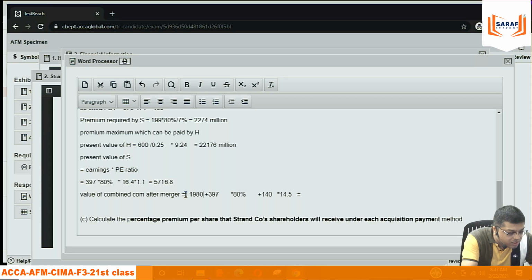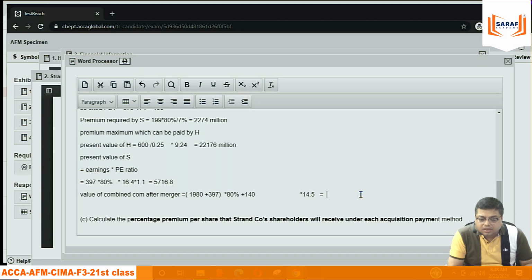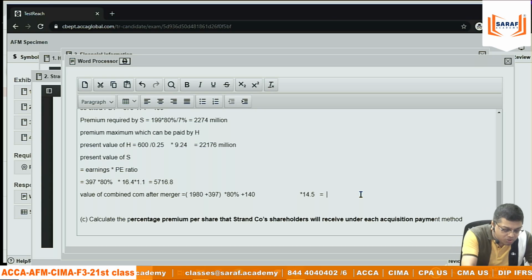If I put this in the bracket और इसको 80% कर दिए, then this is 140 and this whole thing will be into 14.5. Our earnings, their earnings, which is before tax, so after tax it is 80%, but after merger the 140 will increase, so plus 140, and then they are saying that after merger the PE ratio will be 14.5. 29603.